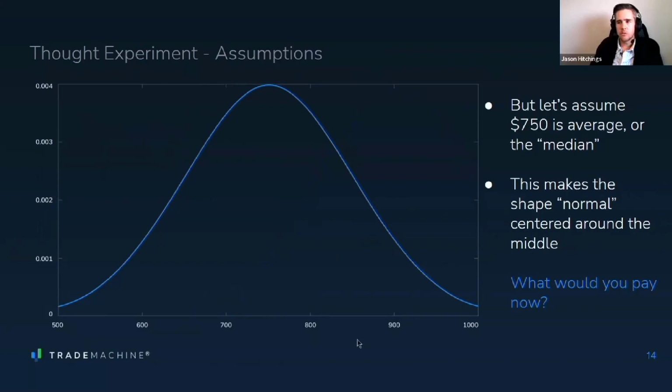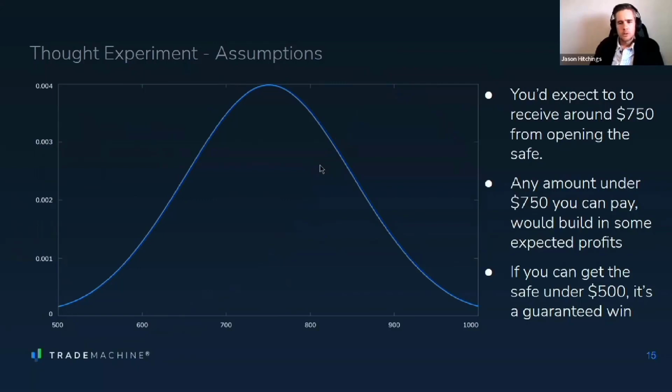So now with this information, what would someone pay? You can say a few things. You're expecting there to be about $750 in the safe. There's not more than 1,000. There's more than 500. So if you can get the safe for less than $750, you're expecting on average to make some kind of profit. If somehow you can buy the safe for 500 or less, you're guaranteed to lock in a profit. And likewise, if you're buying the safe for $1,000 or more, you're making a terrible decision.